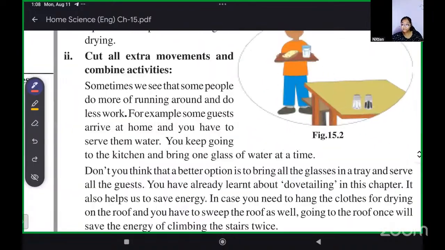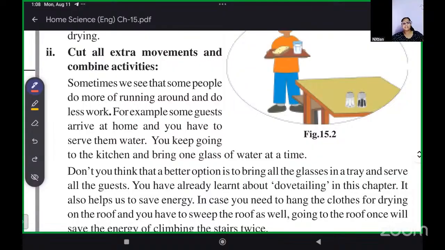Then the next is cut all extra movements and combine activities. Sometimes we see that some people do more running around and less work. For example, some guests arrive at home and you have to serve them water. You keep going to the kitchen and bring one glass of water at a time. Don't you think that a better option is to bring all the glasses in a tray and serve all the guests? You have already learned about dovetailing in this chapter. Dovetailing means combining, like multitasking, combining activities of the same nature together.